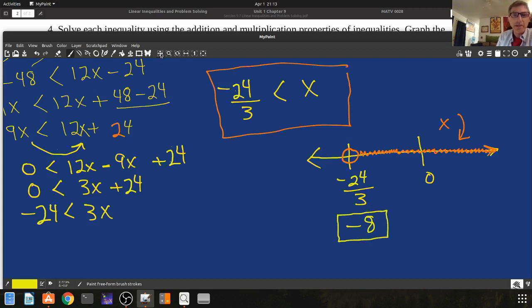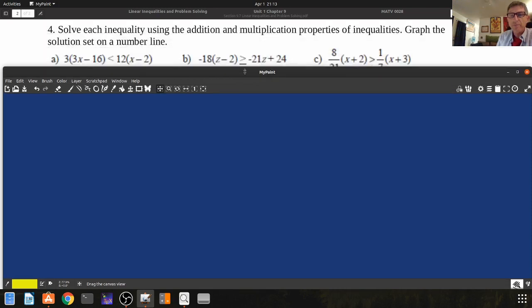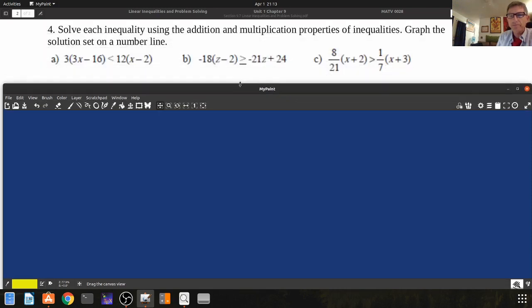Many times I will have my work solutions here next to me, so I can glance over at them really fast. I don't have them right now, but we'll get through this. Let's go ahead and do number B. So this is 4B.